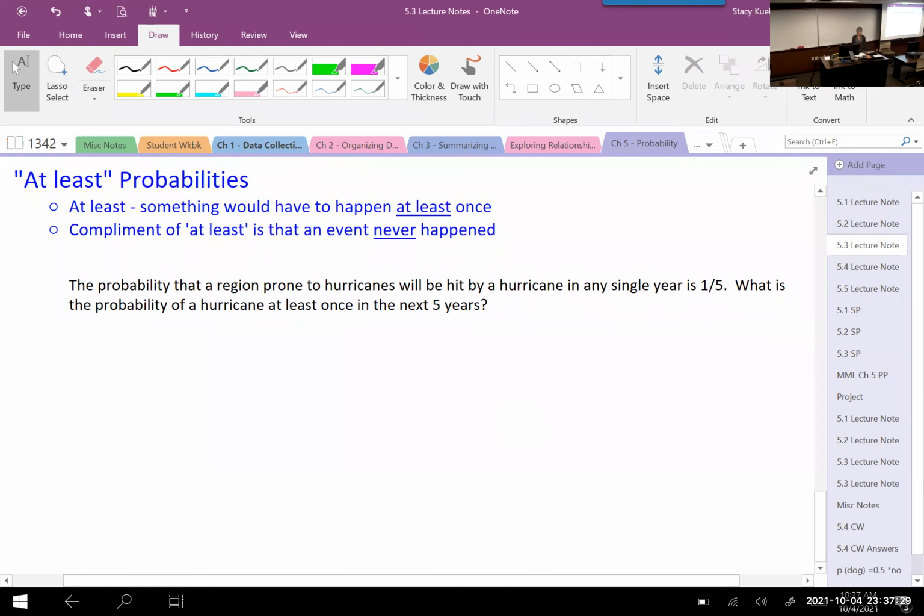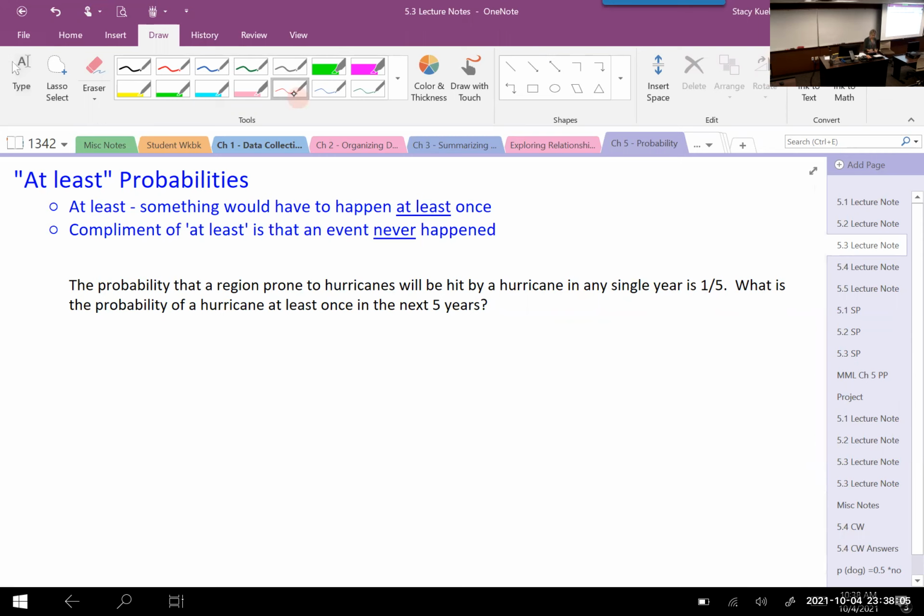So the probability, let's look at an example here. The probability that a region prone to hurricanes will be hit by a hurricane in any single year is 1 out of 5. 1/5, 20% actually. What is the probability of a hurricane at least once in the next 5 years?